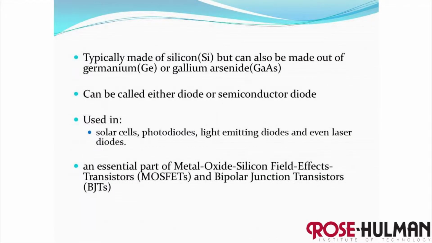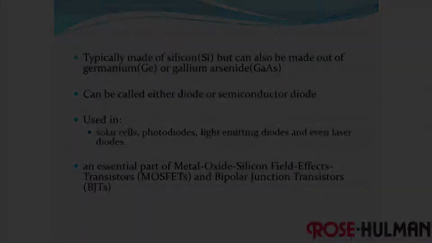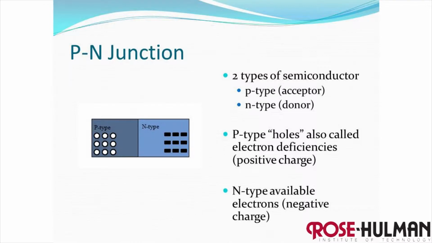PN junctions are typically made from silicon, germanium, or gallium arsenide. They can be called either a diode or a semiconductor diode, and they're commonly used in solar cells, photodiodes, LEDs, and even laser diodes. So how is a PN junction made? We take two semiconductors, a p-type and an n-type, and combine the two.